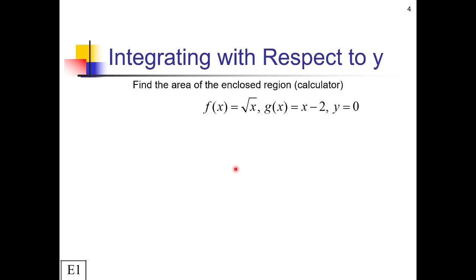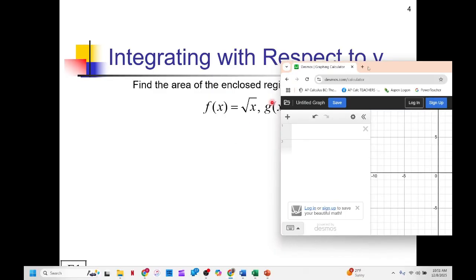So let's take a look at our first example. They want us to find the area of the region enclosed by the square root of x and x minus 2 and y equals 0. Take a moment to graph that on Desmos. Alright, so let me go ahead and graph it on mine as well.